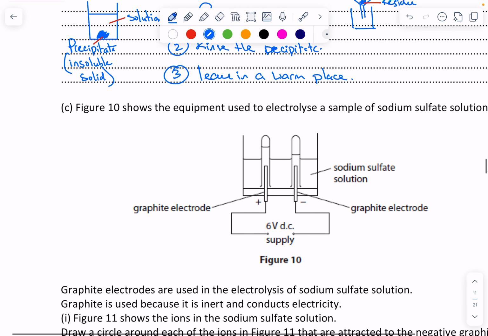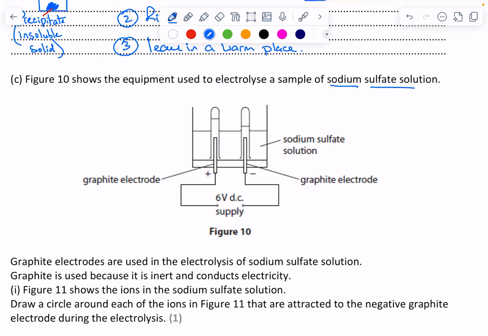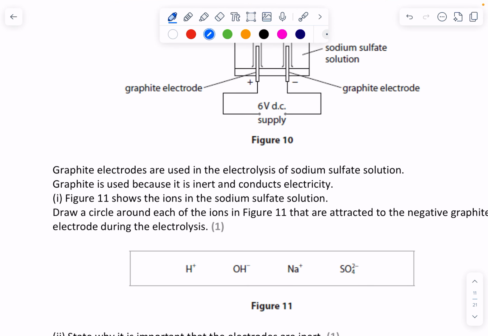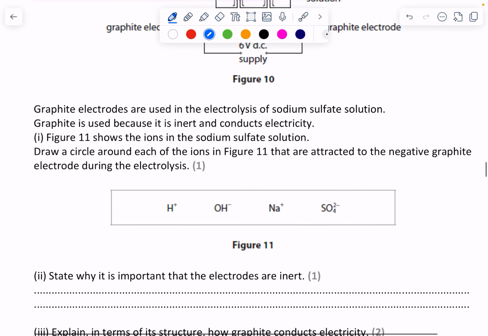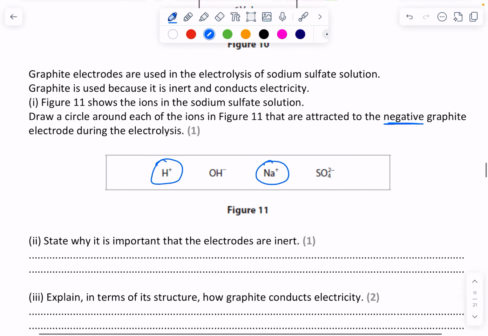Okay, next one. We've got electrolysis here of sodium sulfate solution, and it says graphite electrodes are used because it's inert and conducts electricity. Figure 11 shows the ions in sodium sulfate solution. Draw a circle around the ions that are attracted to the negative graphite. So if we're going to attract anything towards a negative electrode, then they have to be positive. So this one and this one are both going to be attracted to that electrode. So 1 mark if you got both of those right.